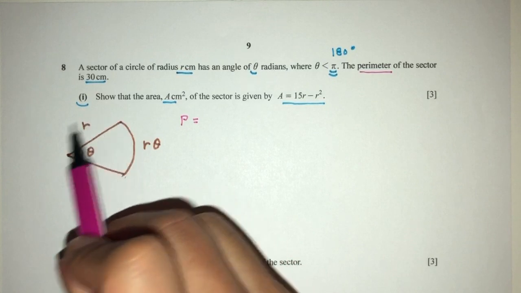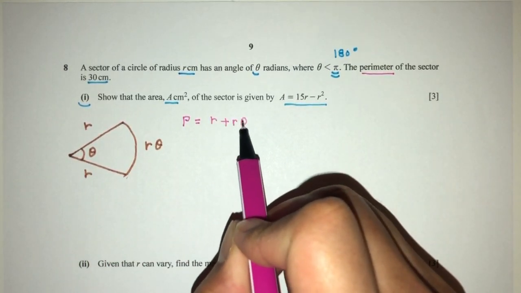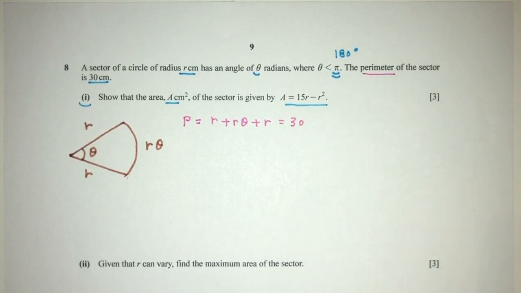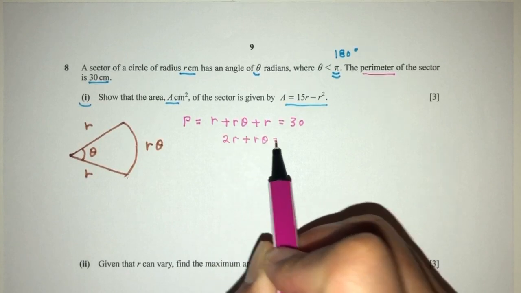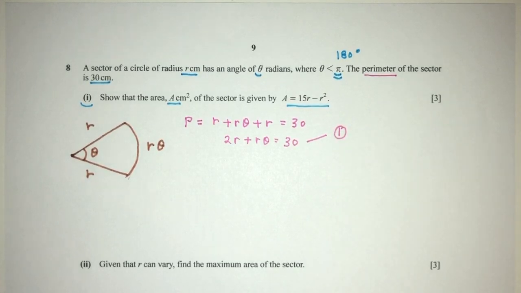That will be the distance around this shape. That will be r plus theta and then r. That should equal the value of 30. Now simplify, that will become 2r plus r theta is equal to 30. Now let's just keep it like this for now, for part 1.